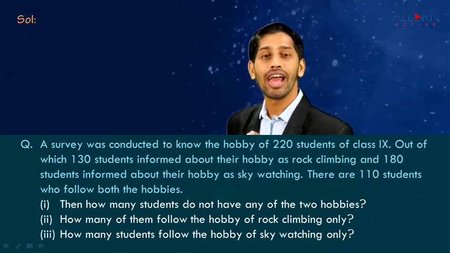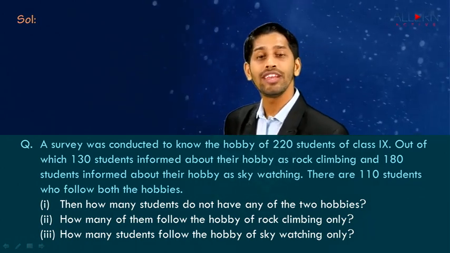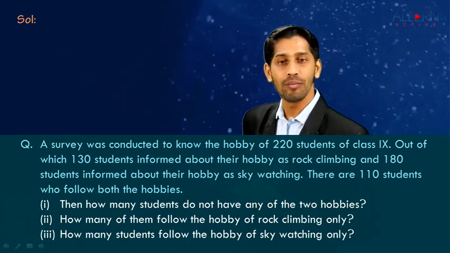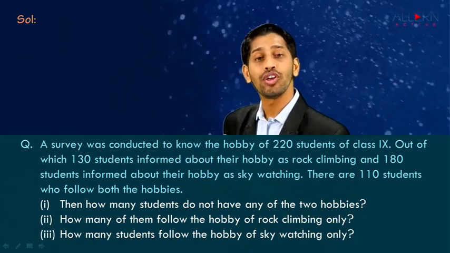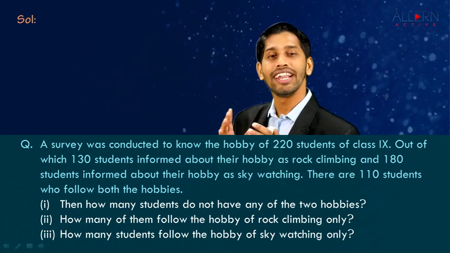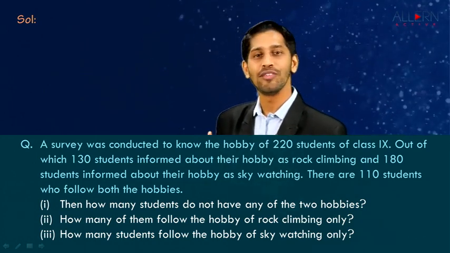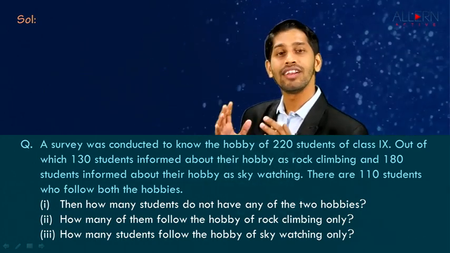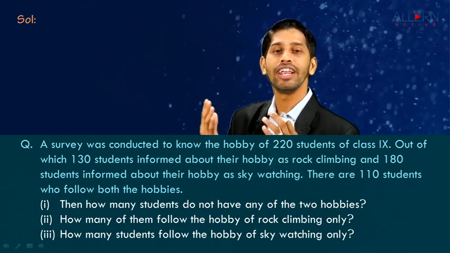We need to find the value of three questions: how many students do not have any of the two hobbies, how many students follow the hobby of rock climbing only, and how many students follow the hobby of sky watching only. So first of all, let's convert this question from statement into a mathematical form.